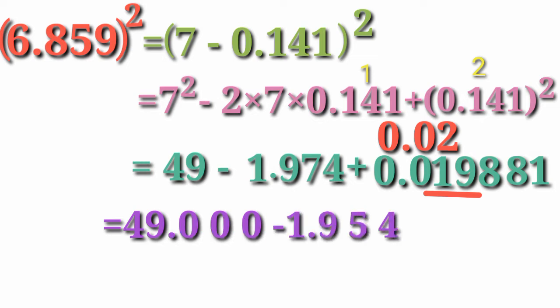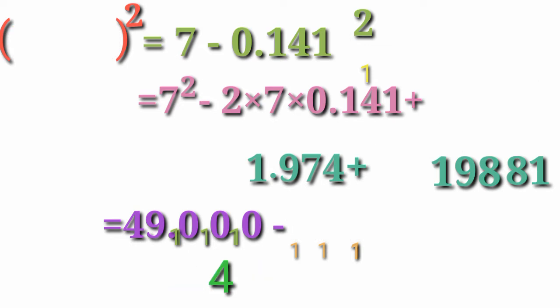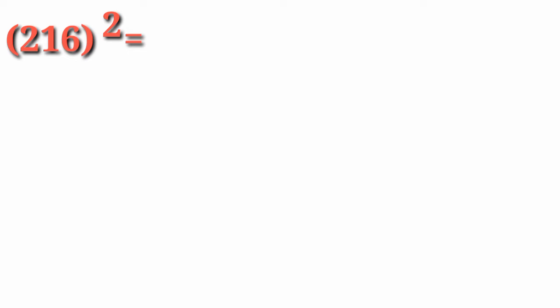Subtract 49 minus 1.945. Take 1, 10 minus 4 is equal to 6, carry 1, 5 plus 1 is equal to 6, again take 1, 10 minus 6 is equal to 4, again take 1, 10 minus 10 is equal to 0, carry 1, 1 plus 1 is equal to 2, 9 minus 2 is equal to 7, so we get 47.046. Now we can find the square of 216.